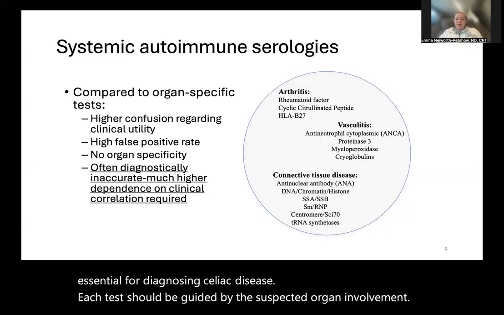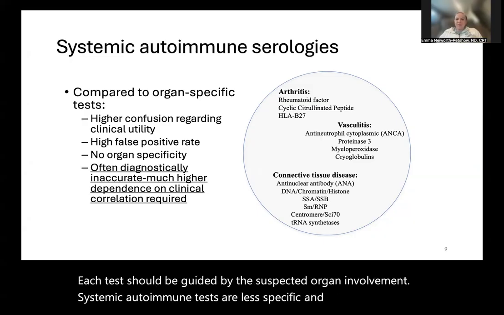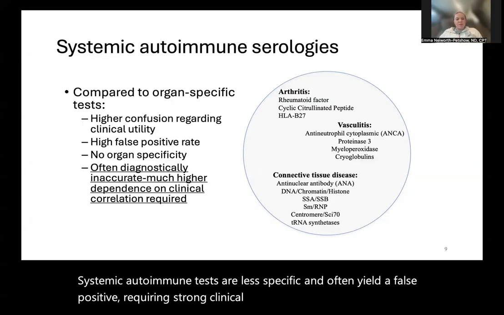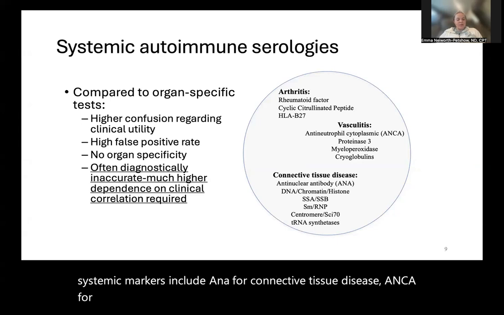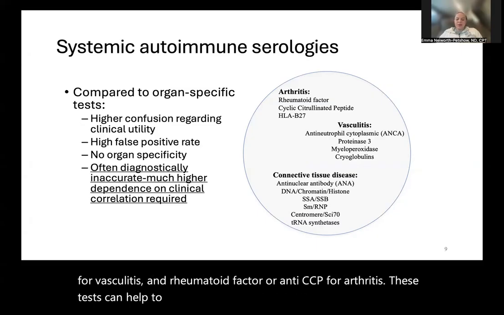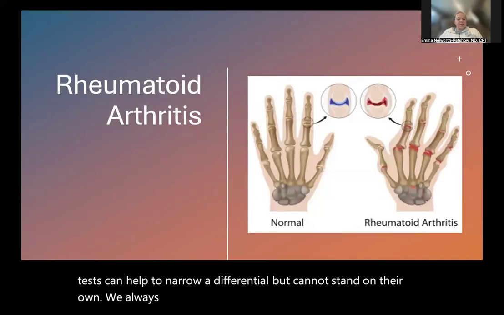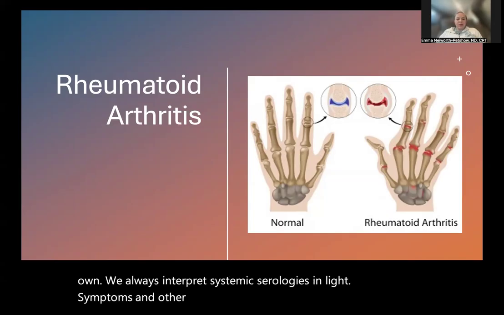Systemic autoimmune tests are less specific and often yield a false positive, requiring strong clinical correlation. Some common systemic markers include ANA for connective tissue disease, ANCA for vasculitis, and rheumatoid factor or anti-CCP for arthritis. These tests can help to narrow a differential, but cannot stand on their own. We always interpret systemic serologies in light of symptoms and other findings to avoid overdiagnosis.